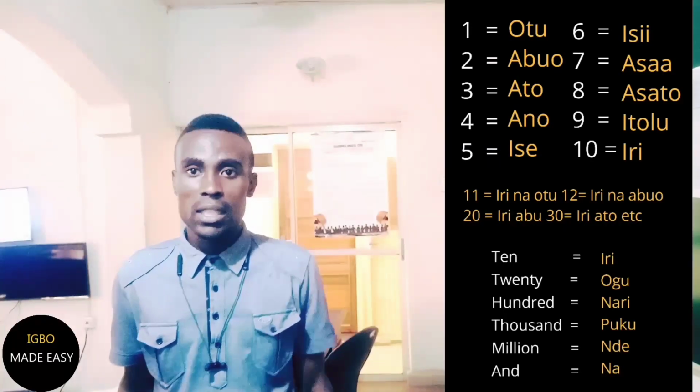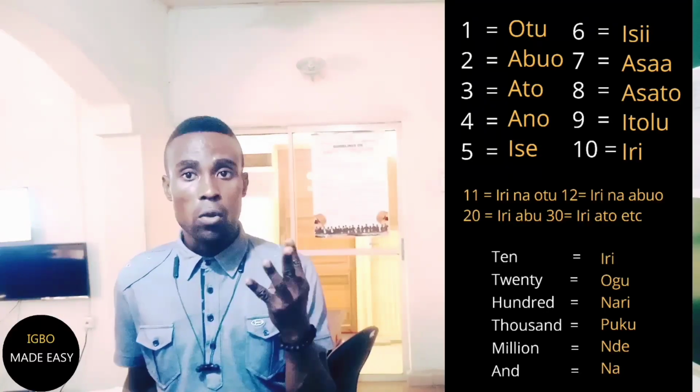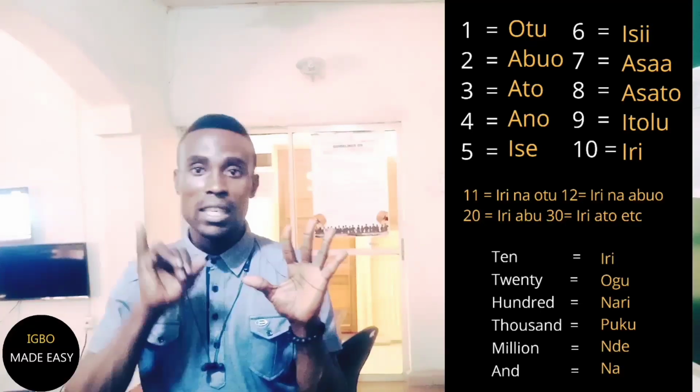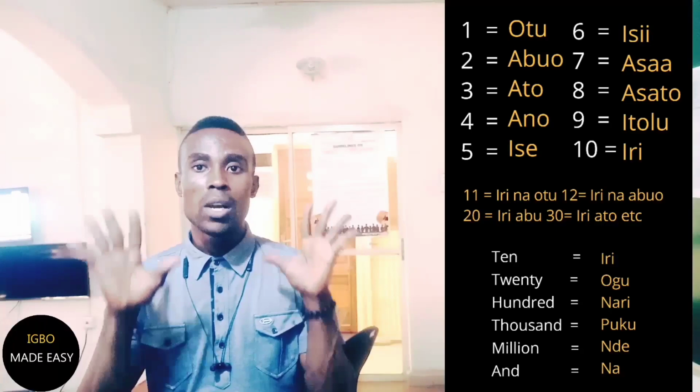So the song goes like this: 1 otu, 2 abo, 3 ato, 4 ano, 5 ise, 6 isi, 7 asa, 8 asato, 9 itoru, 10 iri.